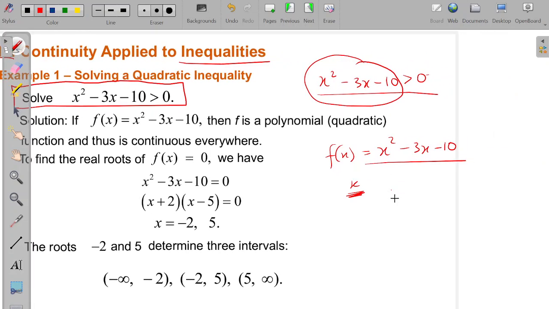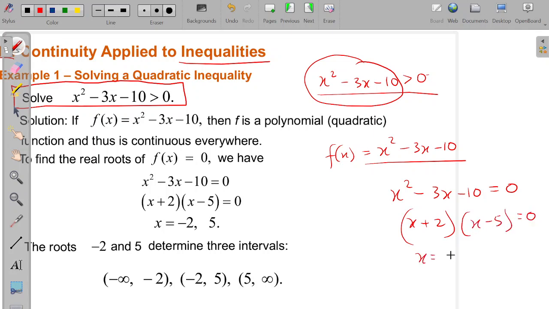If you solve x squared minus 3x minus 10 equals 0, you use factorization to find the factors. Then it becomes x plus 2 times x minus 5 equals 0. So x equals negative 2 or x equals positive 5. That is our x.